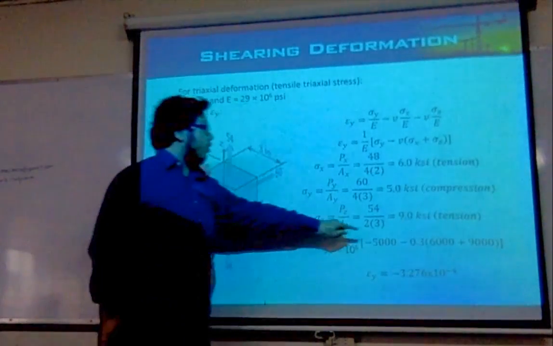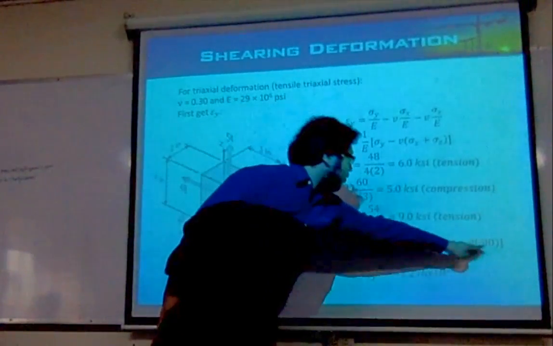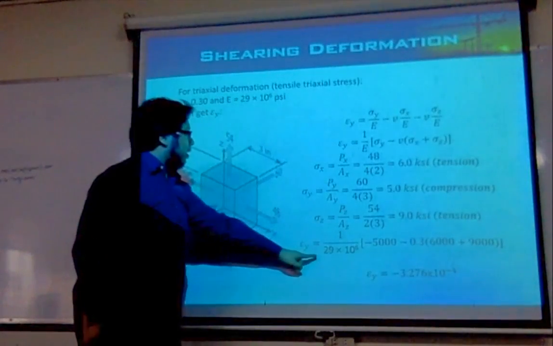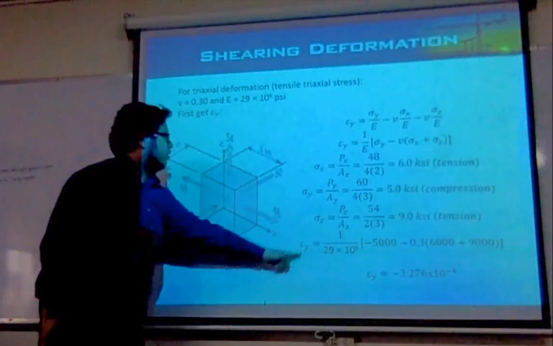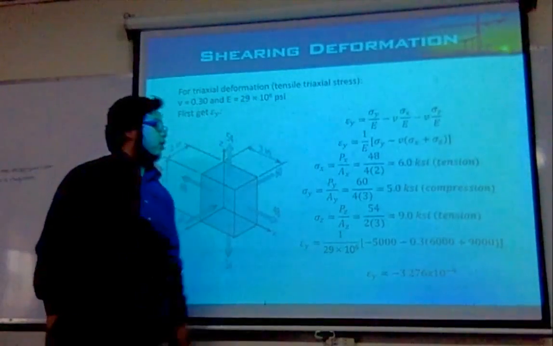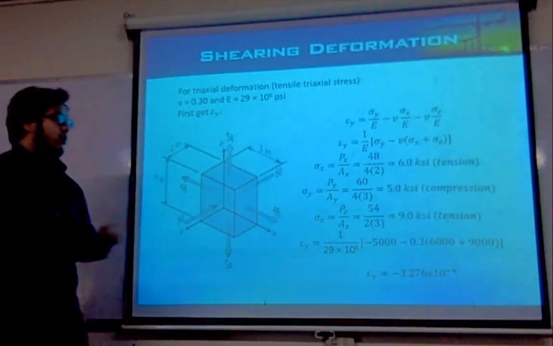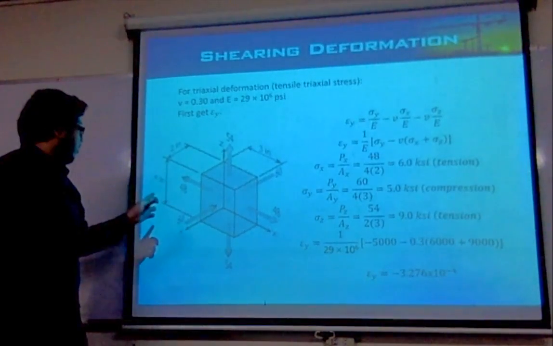So we can input all of this into the equation, given E and given V. For the strain of y, we get negative 3.276 times 10 to the negative 4. It's negative because it's in compression.